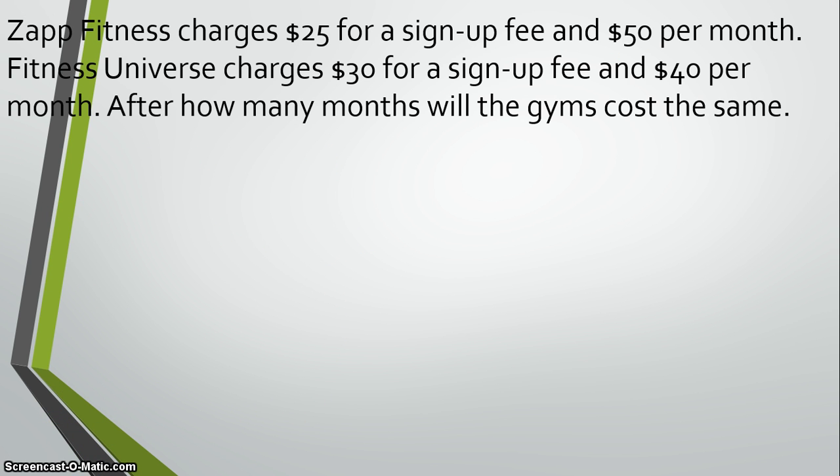Next problem is another equation problem, but it is also known as an application, which is basically a fancy word for word problem. Zap Fitness charges $25 for a sign-up fee and $50 per month. Fitness Universe charges $30 for a sign-up fee and $40 per month. After how many months will the gyms cost the same? So basically we need to set the costs equal. So we need to do 25 plus 50m equals 30 plus 40m.